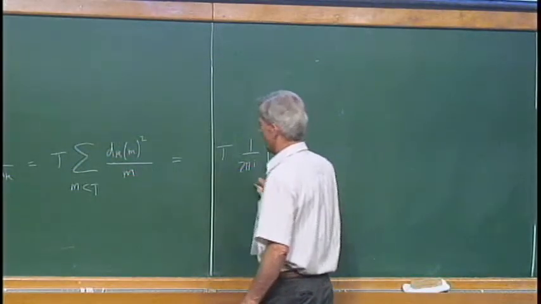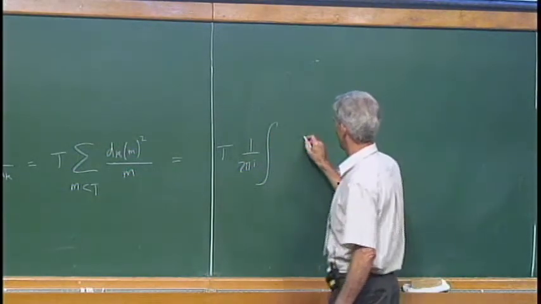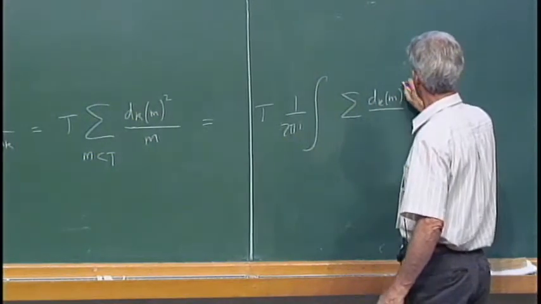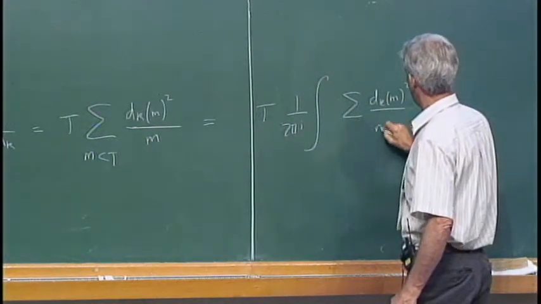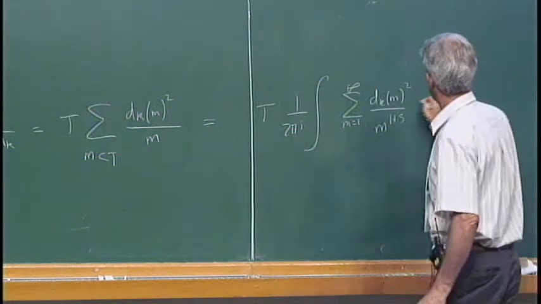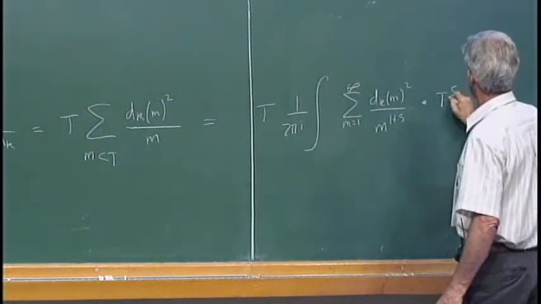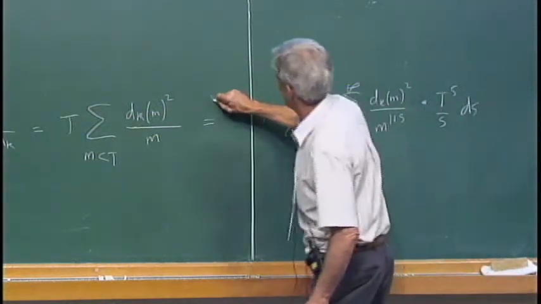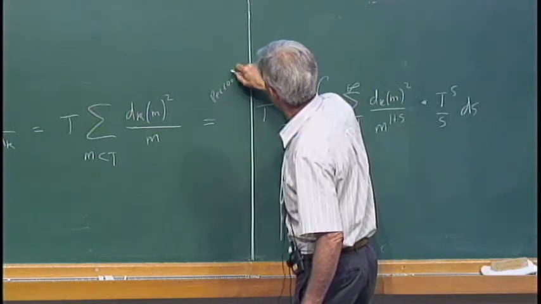You probably then would use Perron's formula and say, well, this is just the sum of dk of m squared over m to the 1 plus s, summed over all m, times t to the s over s ds. So this would be Perron's formula. We saw this in Steve's lectures.